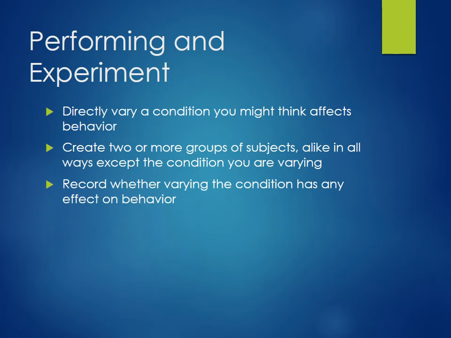Performing an experiment. Directly vary a condition you might think affects behavior. Create 2 or more groups of subjects alike in all ways except the condition that you are varying.